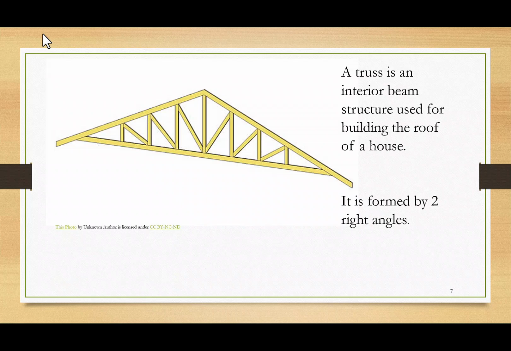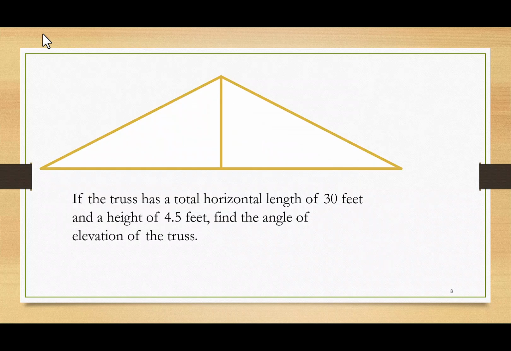Our last problem says a truss is an interior beam structure used for building the roof of a house. It is formed by two right angles. If the truss has a horizontal length of 30 feet and a height of 4.5 feet, find the angle of elevation for the truss. We want to divide the 30-foot length into two. We'll have 15 feet for each of our triangles. The height is 4.5 for both, and let's say that we'll call the angle of elevation beta.